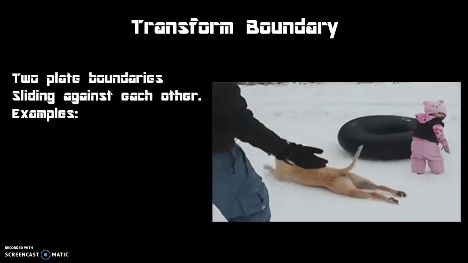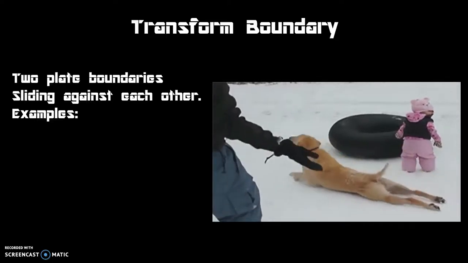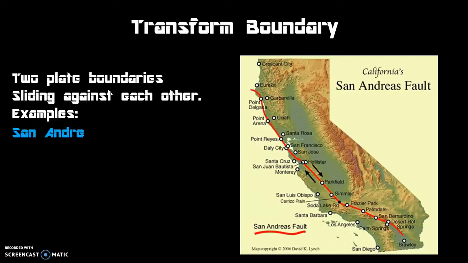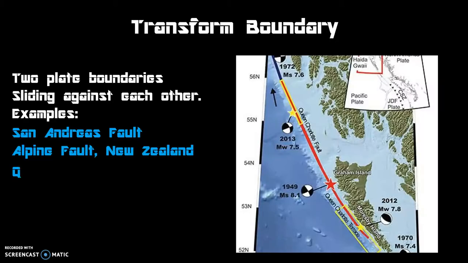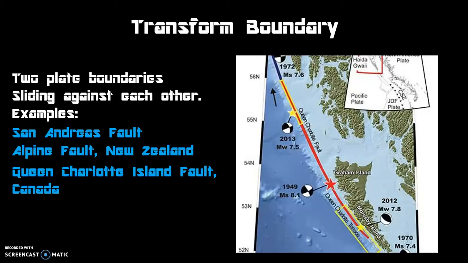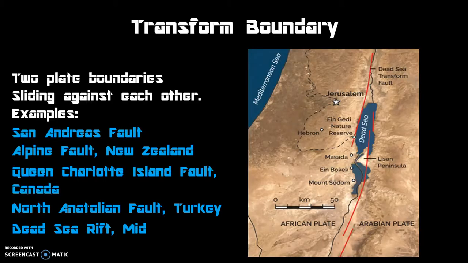Transform boundary: two plate boundaries sliding against each other. Examples are the San Andreas Fault, the Alpine Fault, New Zealand, Queen Charlotte Island Fault in Canada, the North Anatolian Fault in Turkey, and the Dead Sea Rift in the Middle East.